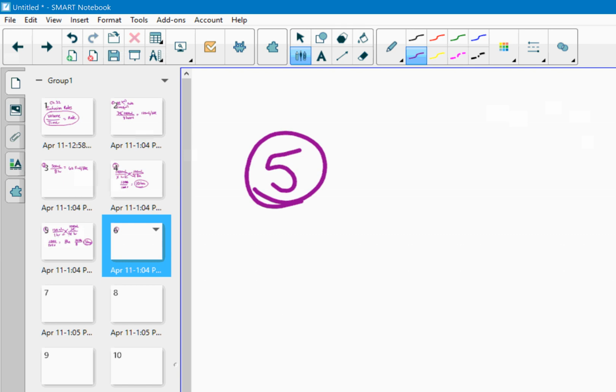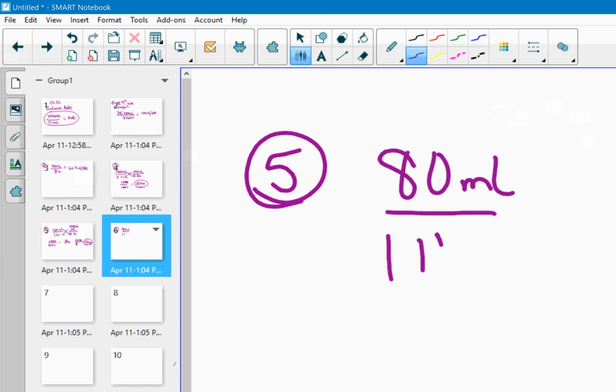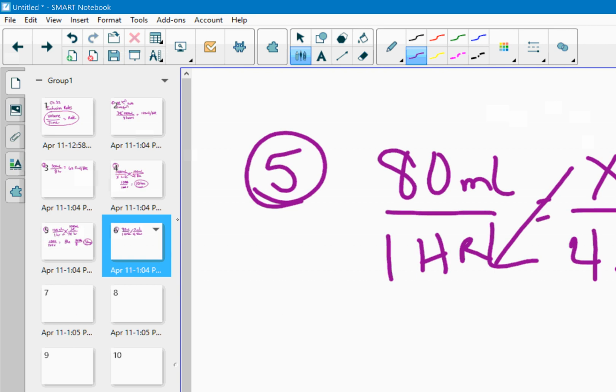So you know it's going to run 80 milliliters per 1 hour. And of course, we know it's going to run 4.5 hours. So we need to find the X milliliters. Okay. Our units are the same on top and the bottom, so X times 1 would be 1. 80 times 4.5 would be 360. So your total would be 360 milliliters.